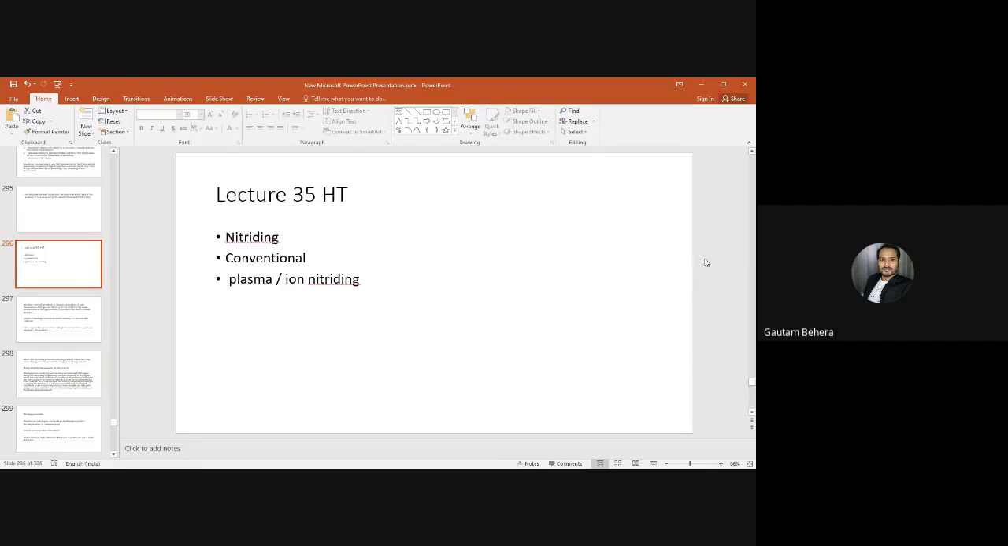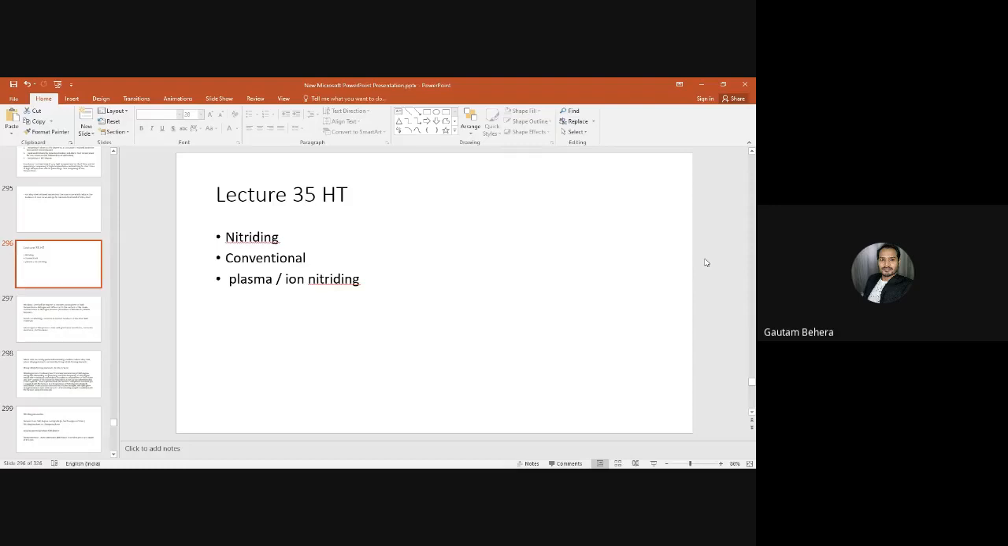We have already covered the carburizing part, where we saw the different types of carburizing, the differences between them and their processes, and we solved a numerical on how to get the time required for carburizing using the diffusion equation, the concentration profile equation.